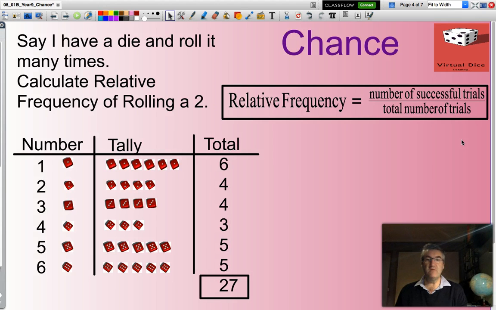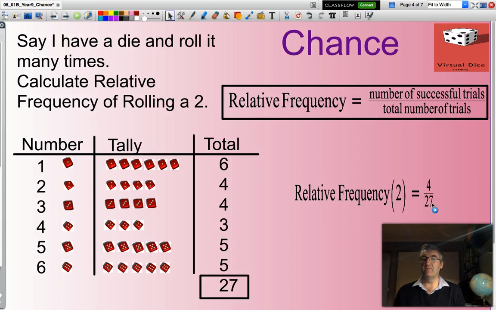So, what was I looking for? I was looking for rolling a 2. That is my successful trial. And how many times did I roll a 2? Well, 4. And how many trials did I have in total? How many times did I roll that die? I rolled it a total of 27 times. So I could say that my relative frequency of rolling a 2 equals 4 out of 27, or 4/27ths. That's the end of the first example.